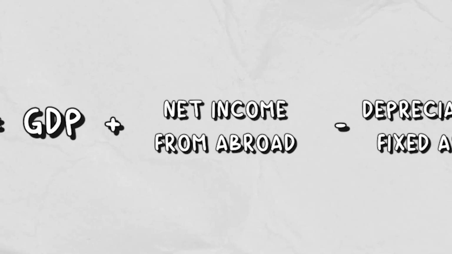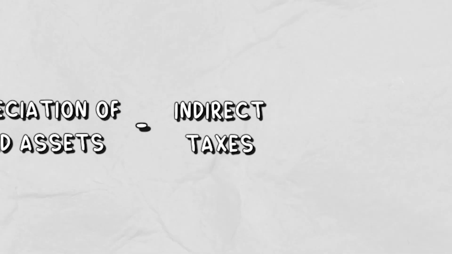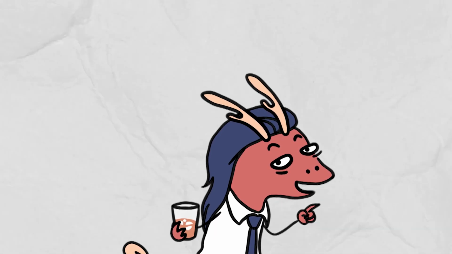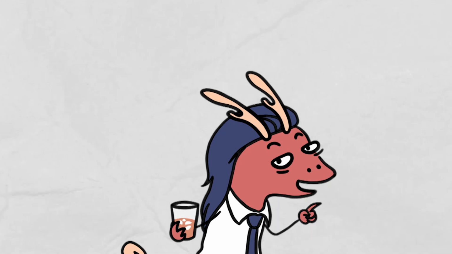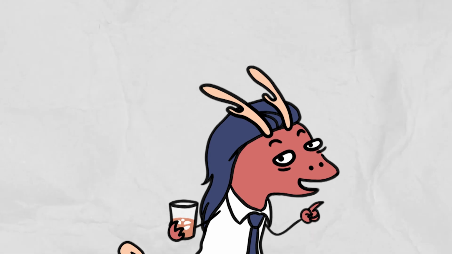Net income from abroad refers to the income that citizens and businesses of a country earn from economic activities abroad, minus the income that foreigners earn from economic activities within the country. Depreciation of fixed assets is the gradual reduction in value over time of fixed assets like machinery, equipment, and infrastructure. Indirect taxes are taxes on goods and services, such as value-added tax, VAT, and excise taxes. In summary, national income is used to measure the total income generated by an economy, helping assess the economic strength of a country, compare with other nations, and formulate appropriate economic policies to promote sustainable growth and development.